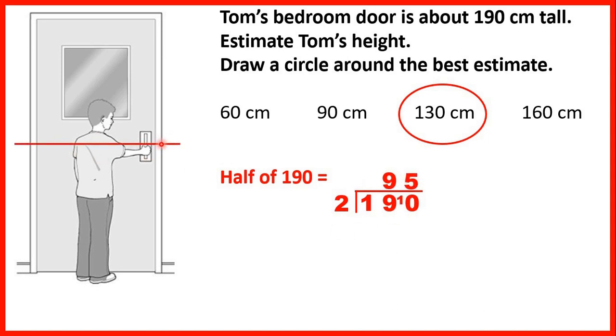So halfway up the door will be 95 centimeters, and we can see that Tom is just a bit taller than that. Now 160 would be too much, because that would be very close to the top of the door. So we want the answer that's just above 95, so 130 centimeters.